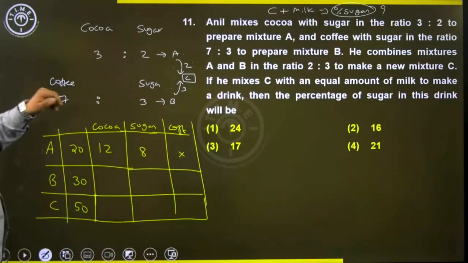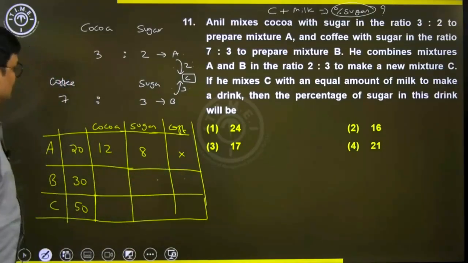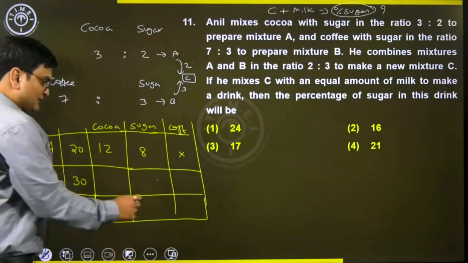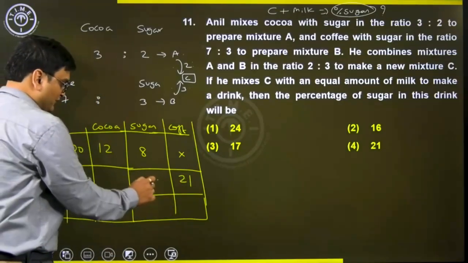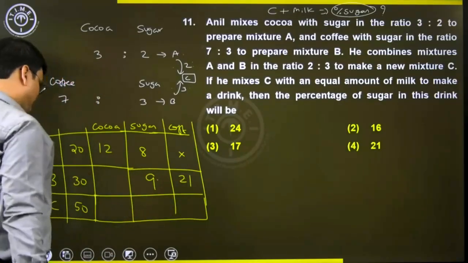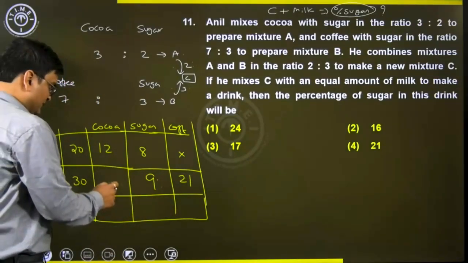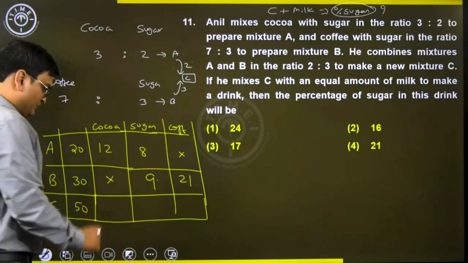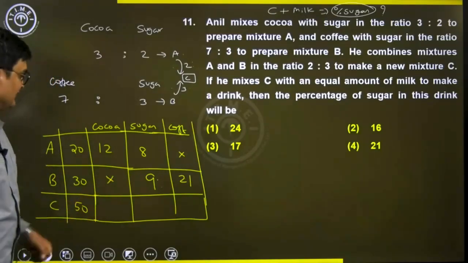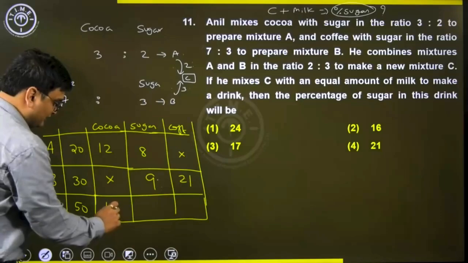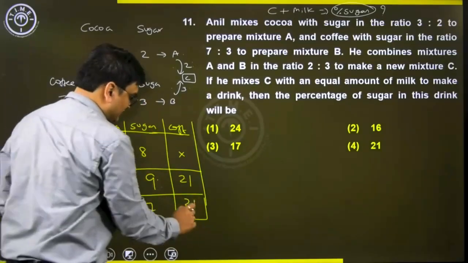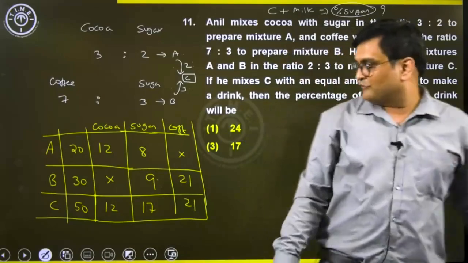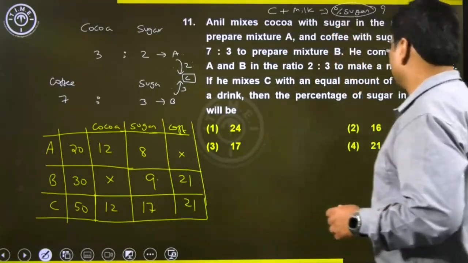In mixture B, coffee and sugar are in the ratio 7:3. Total is 30, so 7 parts out of 10 parts is 21, and 3 parts out of 10 parts is 9. And there is no cocoa here. So in mixture C, the quantity of cocoa is 12 units, sugar 17 units, and coffee 21 units. So the overall quantity of C is 50, right?